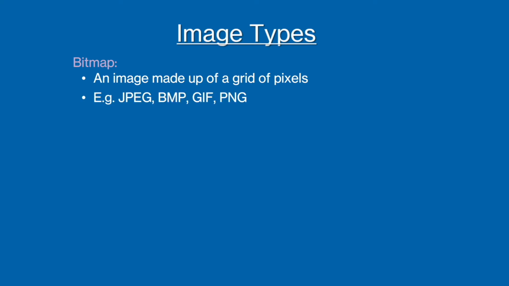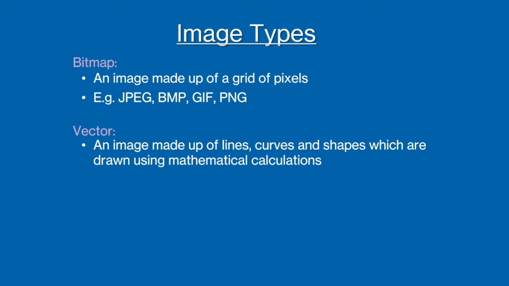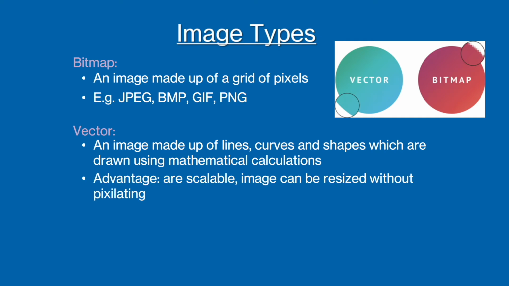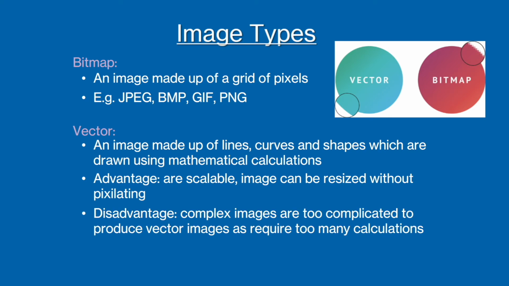So there are 2 categories that different formats of images fall into. The first is called Bitmap. A bitmap image is an image made up of a grid of pixels, and examples of bitmap images include JPEG, GIF, and PNG. The second type of images are called vector images, and this is where images are drawn from lines, curves, and shapes by using mathematical calculations. In this picture, you can see that when zoomed in, bitmap images are pixelated, whereas vector images are smooth and unpixelated. However, as these pictures require mathematical calculations, complex vector images can be extremely difficult to draw.